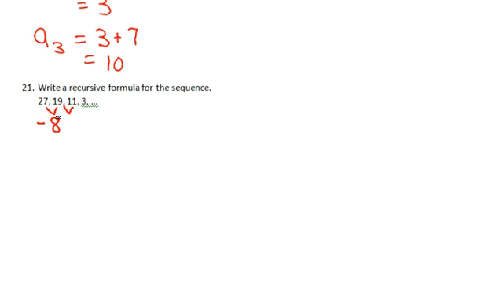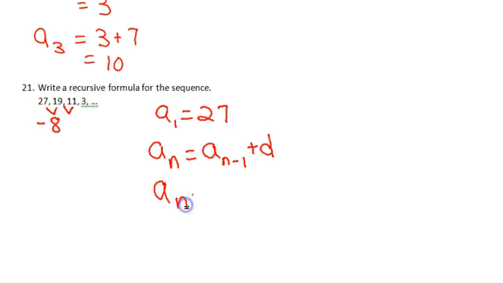Now, when you're doing a recursive, and I did not stress this too much in class, and that's my fault, but when you're doing a recursive formula, first of all, you need to state what A1 is. A1 is your first term, 27. Then we're going to write our formula. And our formula, AN, is AN minus 1 plus your D. Well, my D is I'm going down by 8. So AN equals AN minus 1 minus 8.